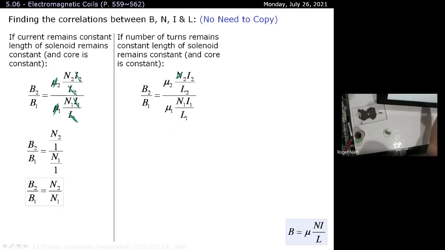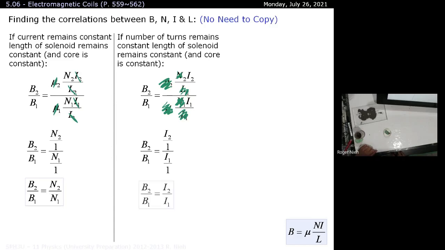So these two cancel out. The length of the solenoid remains the same, so they cancel out. And your core remains the same, so those two cancel out. You end up with B2 over B1 is equal to I2 over I1. Again, I hope you can just see that linear correlation just by looking at the formula by itself.